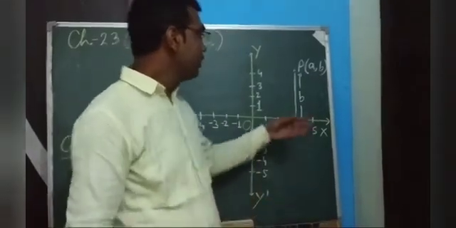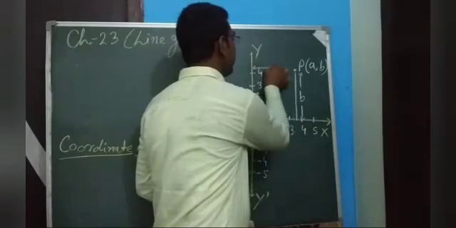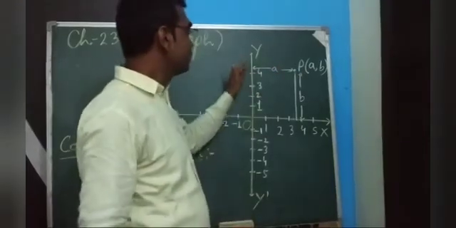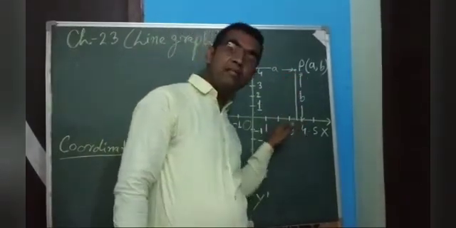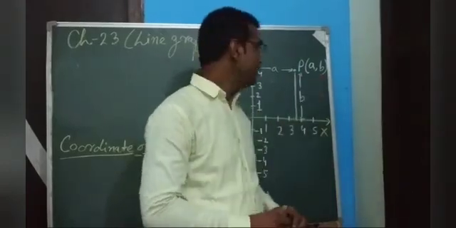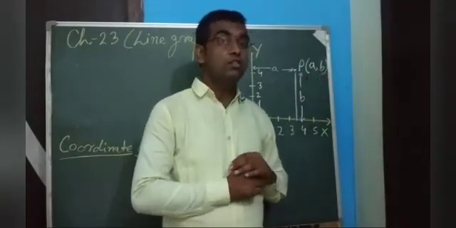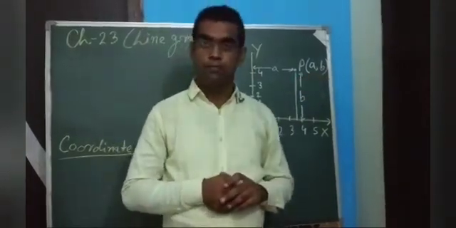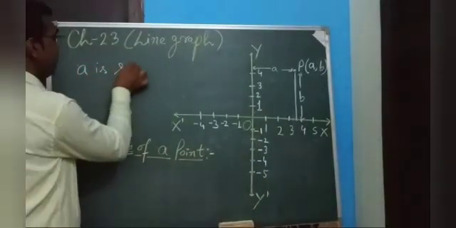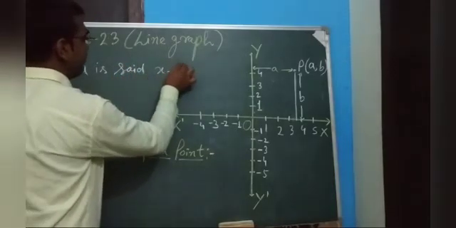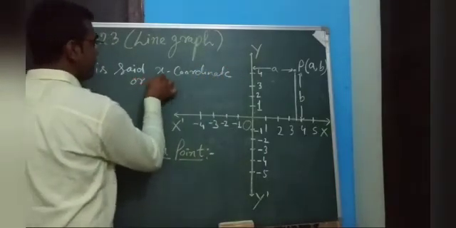Try to understand again. Here, the distance of point P from the y-axis is A, and the distance of point P from the x-axis is B. Then the ordered pair AB is said to be the coordinate of point P, where A is said to be the x coordinate or abscissa.